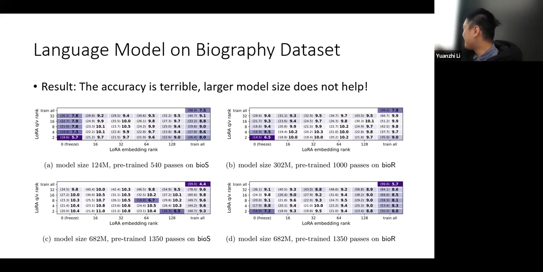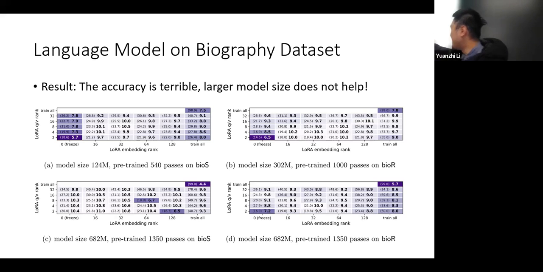You can see no matter how you adjust the LoRA rank, if your LoRA rank is very high, then the training accuracy is almost 100%, but the test accuracy is just like random guessing. And then you can reduce the LoRA rank, so you force the model to modify the pre-trained model less. You can see the training accuracy decreases, but the test accuracy stays the same, which is like random guessing.